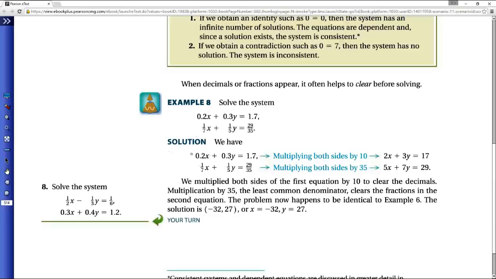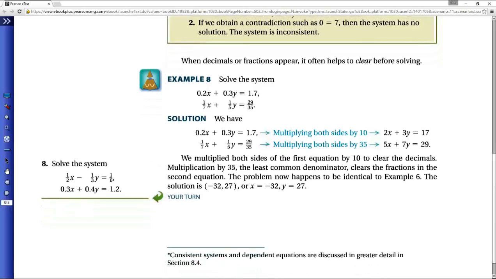Well, there's different ways to do this. Here's what the book decides to do. First, they multiply both sides by 10, which clears the fractions, really. Then they multiplied both sides by 35. Why'd they come up with 35? Well, that's the LCM between 7 and 5, or least common multiple, right? And that clears the fractions. And if we multiply both sides by 10, we get a common denominator.